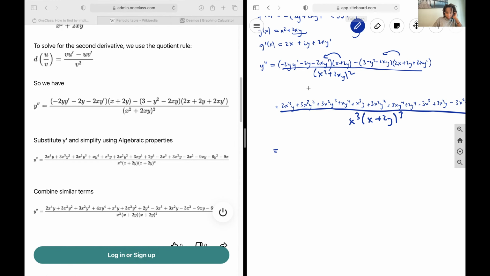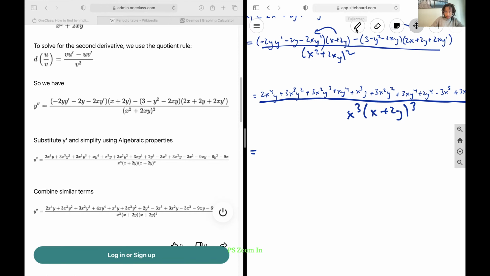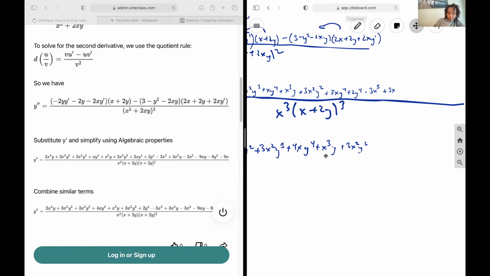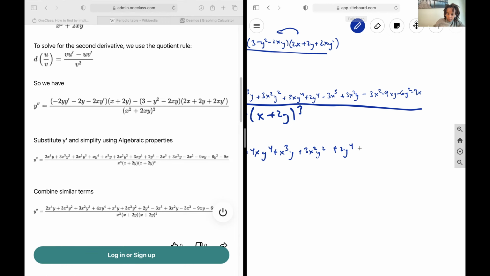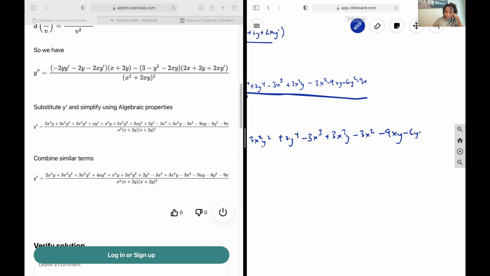And so we will get as our final answer, we will get 2x to the power of 4y plus 3x cubed y squared plus 3x squared y cubed plus 4x y to the power of 4 plus x cubed y plus 3x squared y squared plus 2y to the power of 4 minus 3x cubed plus 3x squared y minus 3x squared minus 9xy minus 6y squared minus 9x.